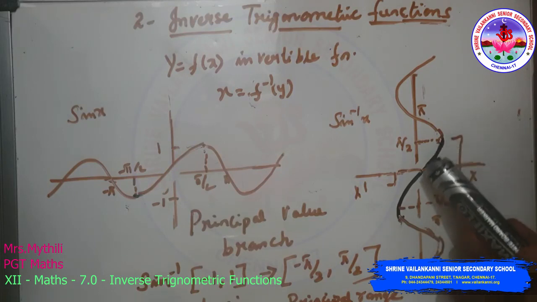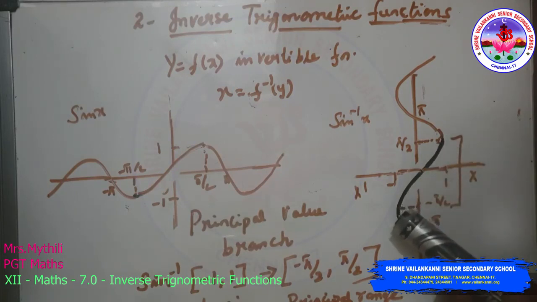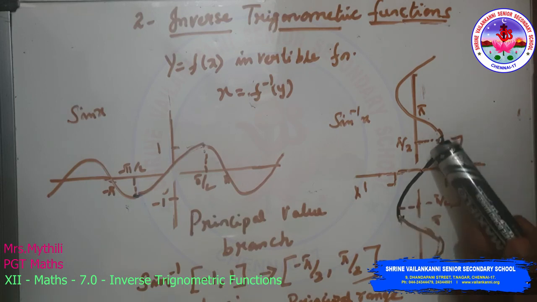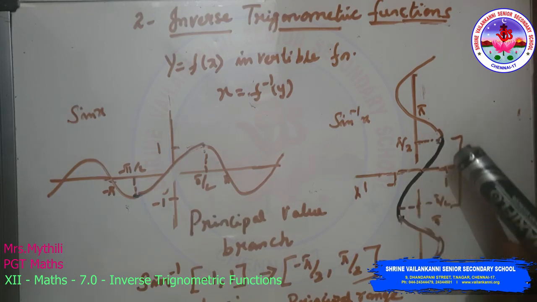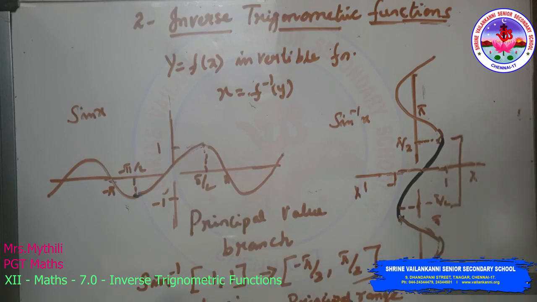Here, this portion of the graph of y equal to sin inverse of x represents the principal value branch, that is from -pi by 2 to pi by 2. So sin inverse is from -1 to 1, which is the domain, and the range is -pi by 2 to pi by 2. This is called the principal range. The branch with range -pi by 2 comma pi by 2 is called the principal value branch.